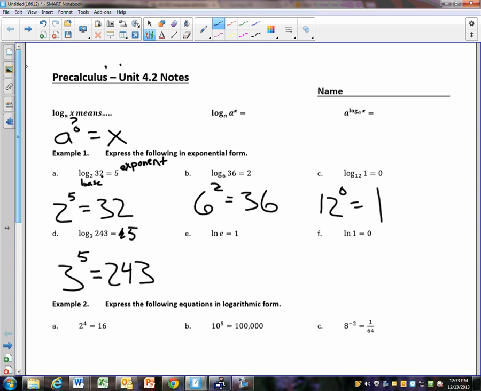So next one, write this down at the top. Log base e of x is the same as log base 2.71828 yada yada of x, which is the same as natural log of x. Okay? E is a very special number.